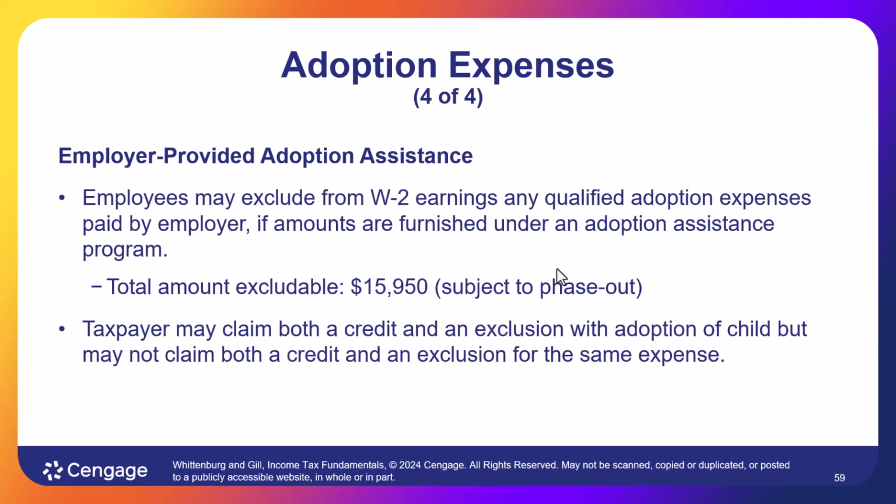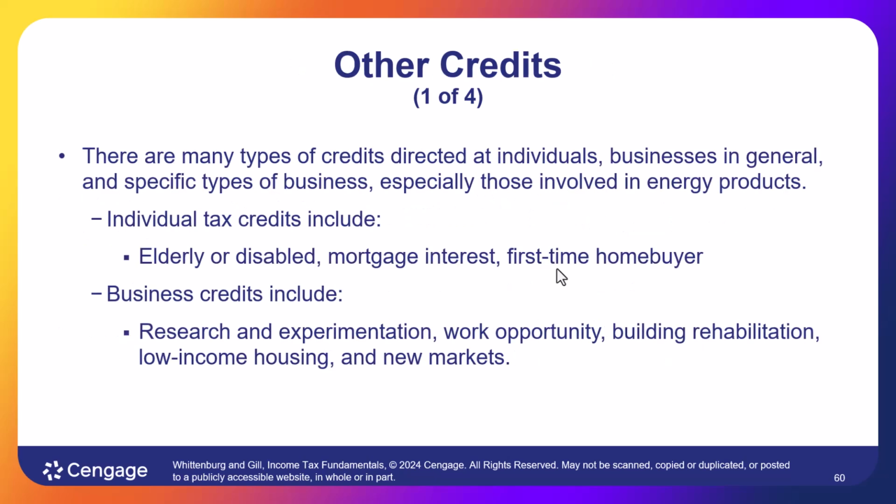If your employer provides adoption assistance, the employees may exclude from W-2 earnings any qualified adoption assistance expense paid by the employer. The max excludable is the credit, $15,950, subject to phase out. Taxpayers may claim both a credit and exclusion for adoption, but not the same expenses for the credit as for the exclusion. There are many types of credits directed at individuals, businesses, and in general, and different types of specific business credits, or those involving energy.